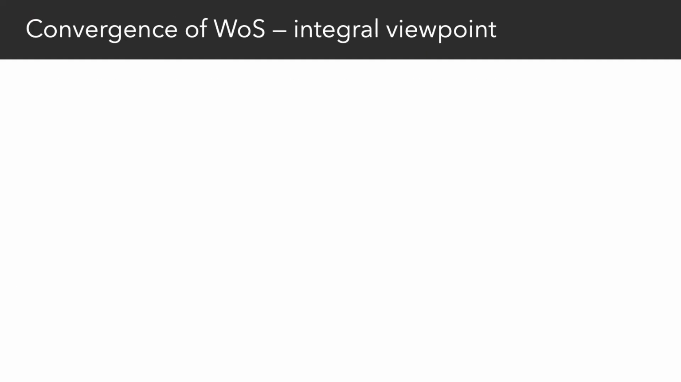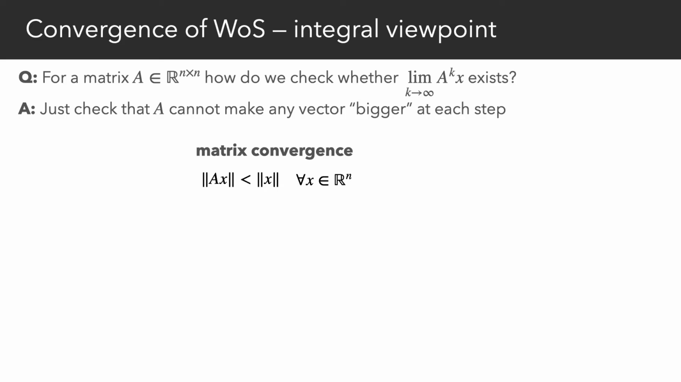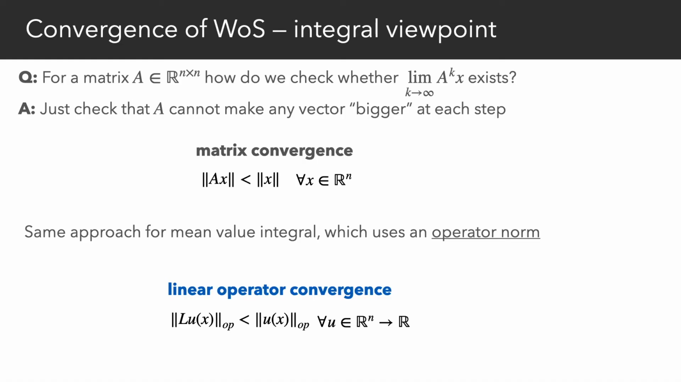This isn't all that different from checking whether a matrix raised to an infinite power exists. In this matrix case, we can check that the matrix isn't making the vector x bigger with each multiply, since that would cause the solution to diverge. For an integral operator, we have the same convergence condition, except we consider it for the integral operator norm, as shown here.